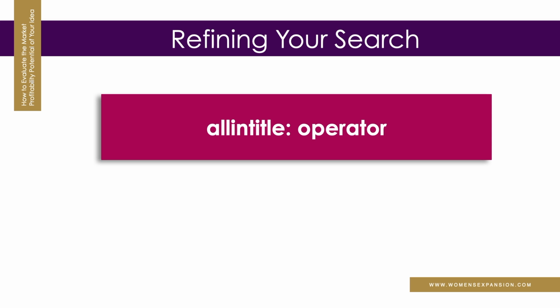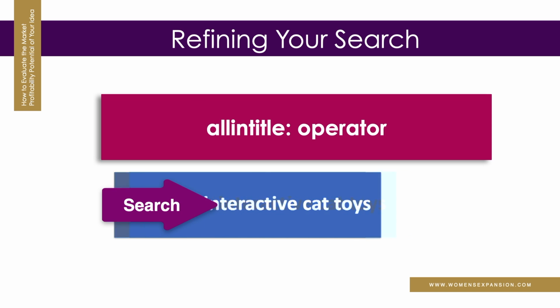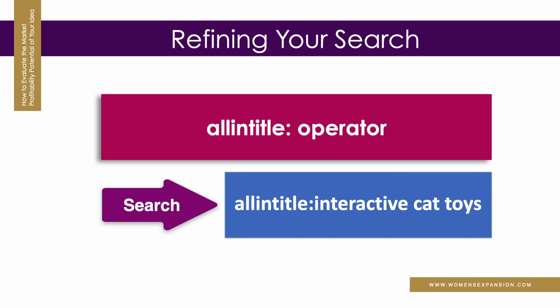You can use the allintitle operator to return only those results with that phrase in the title, as follows: allintitle, with no spaces between the words, interactive cat toys. Even these results can become skewed as you look at the results past the first few pages. However, it will be close to the number of websites competing for that keyword phrase.